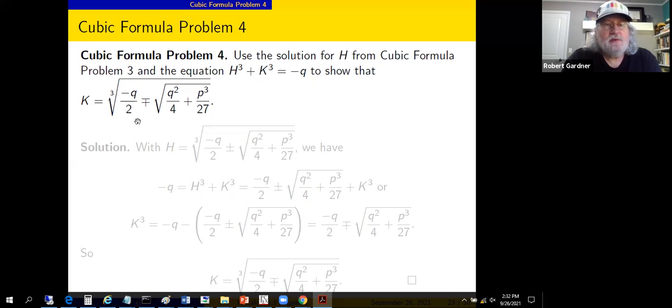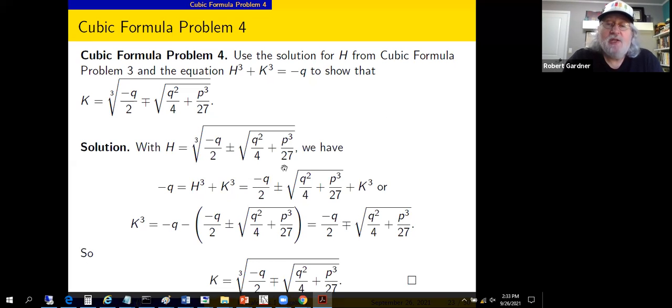In fact, this looks just like k, except this has minus or plus. I'm going to keep that ordering on the minus and the plus. The minus and the plus, in some sense, will correspond to the plus or minus that we had for the value of h. Okay, well, here's h from the previous result. We know h cubed plus k cubed equals negative q. It's given here.